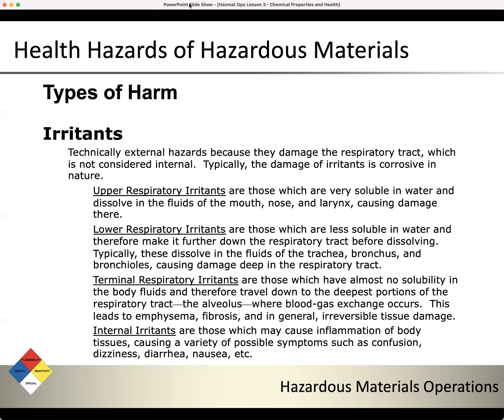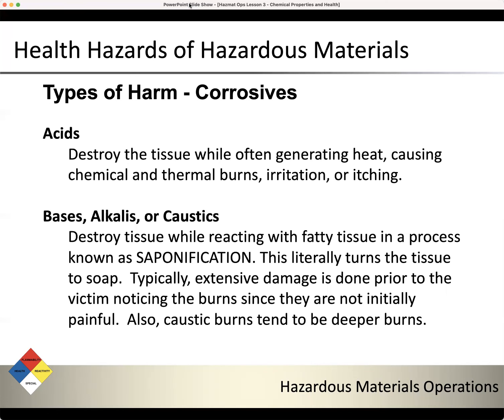So irritants, you can have upper respiratory irritants, lower respiratory irritants, terminal respiratory irritants. They cause irreversible tissue damage, and then there's also internal irritants. Acids, they destroy the tissue while often generating heat, causing chemical and thermal burns, irritation, or itching. The opposite of that is bases, also called alkalis or caustics. They destroy tissue while reacting with the fatty tissue in a process known as saponification. This literally turns the tissue to soap.